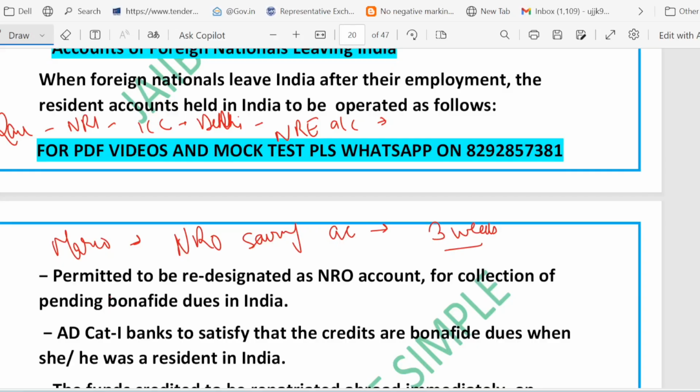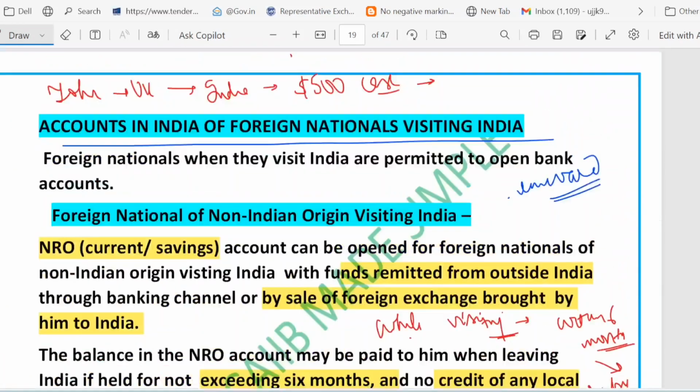An AD bank can issue an international credit card and settle the bill via inward remittance or your NRI account. An NRO account is funded by the foreign remittance or foreign currency that they bring, and they can withdraw if they leave within 6 months, but they can't put local Indian earnings into that account. I hope that is clear. Let me just summarize what we have discussed.